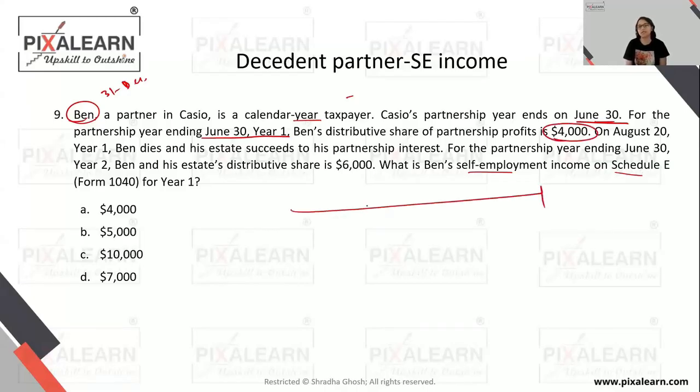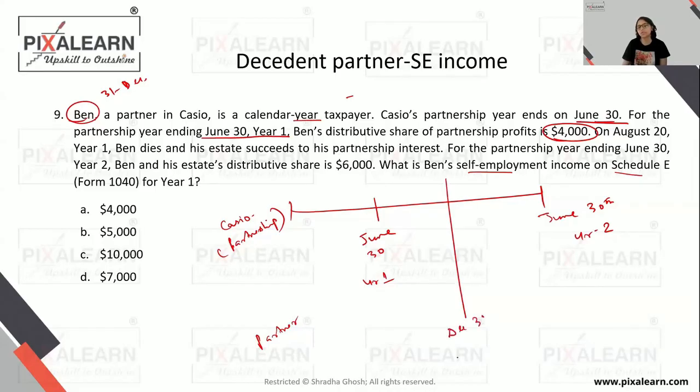So see, look at this. This is June 30th year 1. This is June 30th year 2. This is for the partnership. And I'm a partner and my year ends on December 31st year 1, again December 31st year 2. Ben's distributive share of partnership profit is 4,000 for year 1. So in this year, this guy got 4,000.